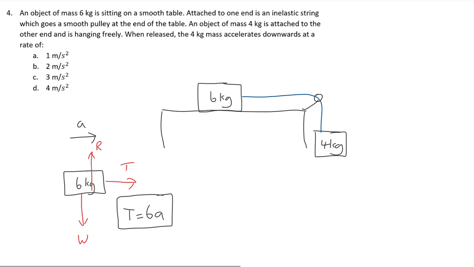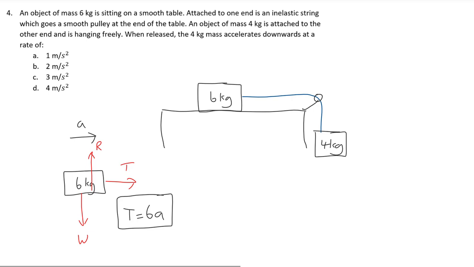If instead I had chosen the left direction, I would have instead got minus T is equal to 6 multiplied by minus a, because a would also be pointing in the negative direction. Minus T is equal to 6 times minus a is actually the same as T is equal to 6a. Again, we should get the same answer either way.